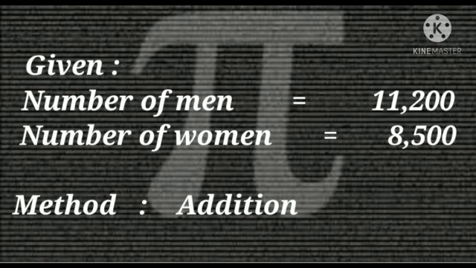Number of men 11,200. Number of women 8,500. So to find out the total number of men and women, we will use the method of addition. The numbers we will arrange according to the place value.